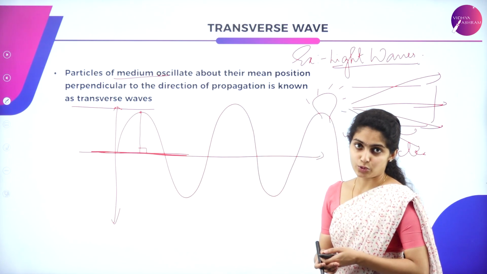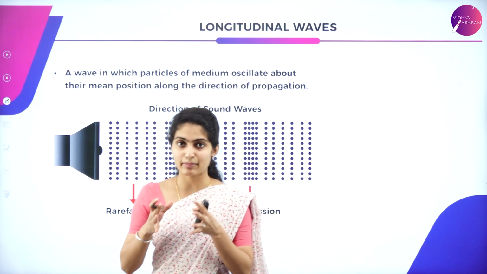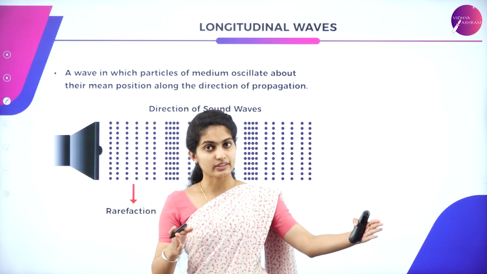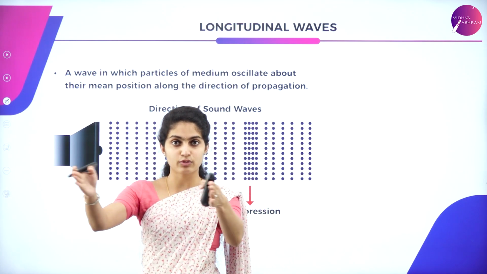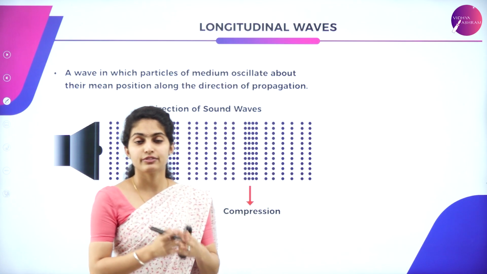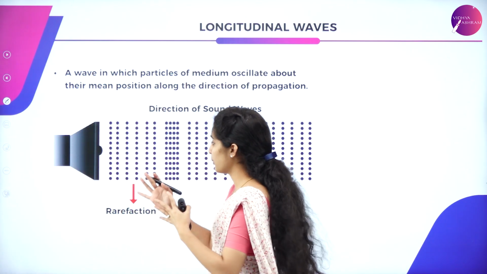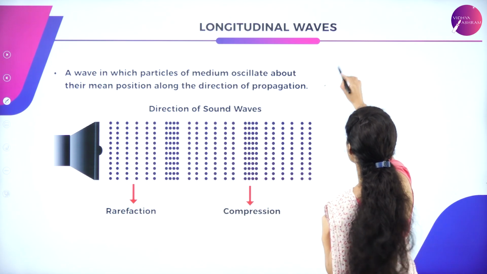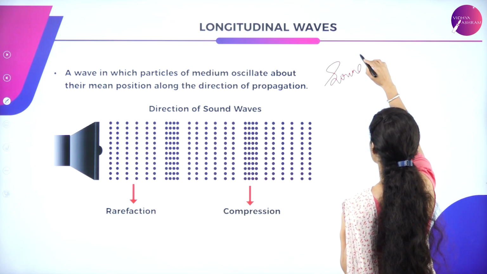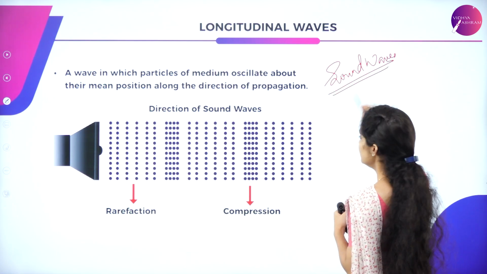Now next let us go to longitudinal waves. First we studied mechanical waves and non-mechanical waves. Under mechanical waves you have got two branches. One is the transverse wave, the other one is longitudinal waves. In longitudinal waves, we can give an example by looking at this image: sound waves. Sound waves are the example for longitudinal waves.